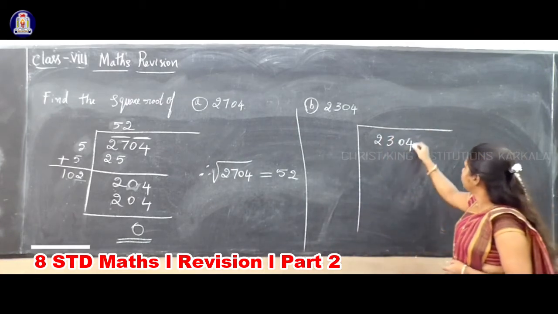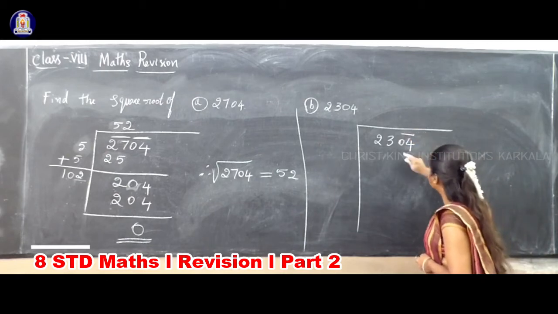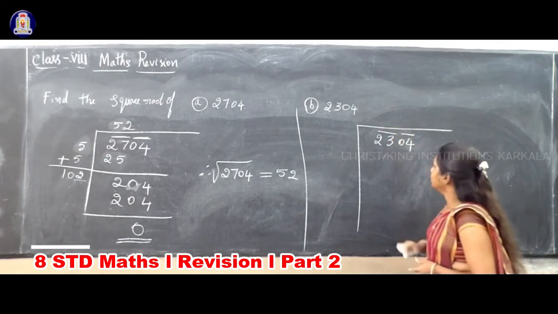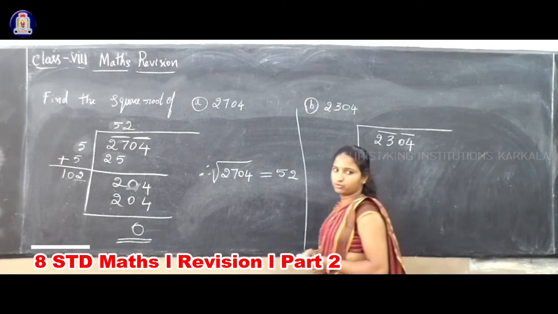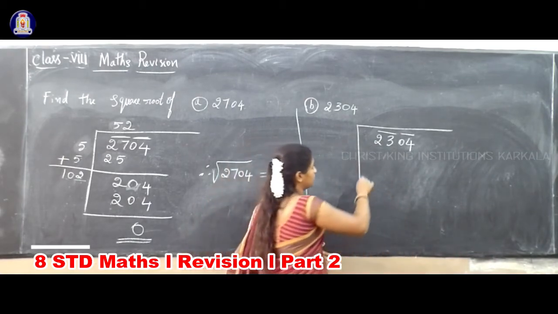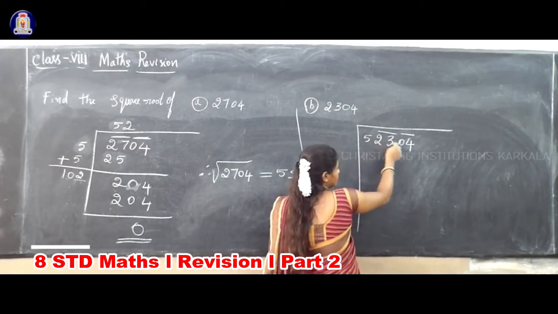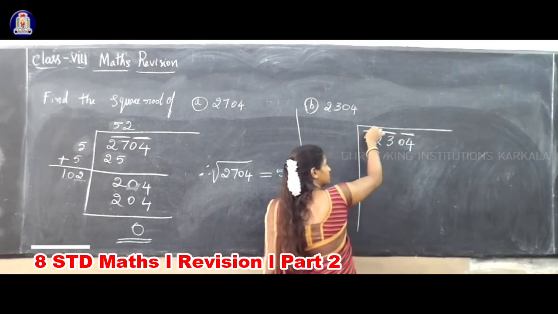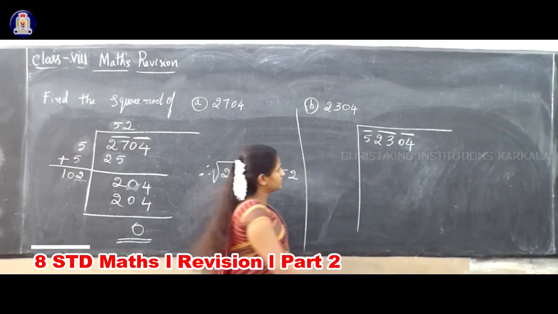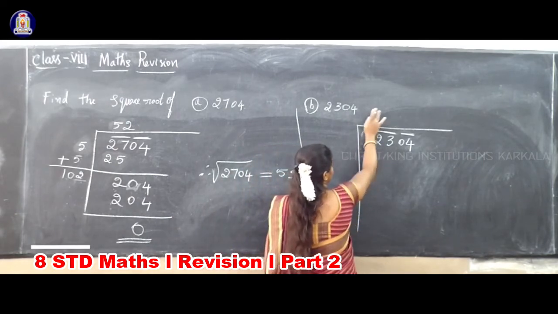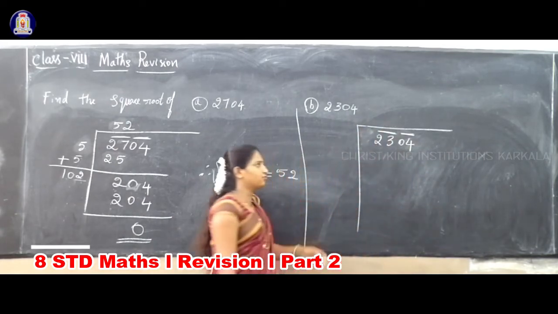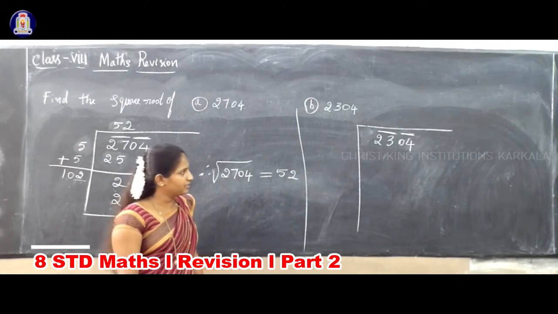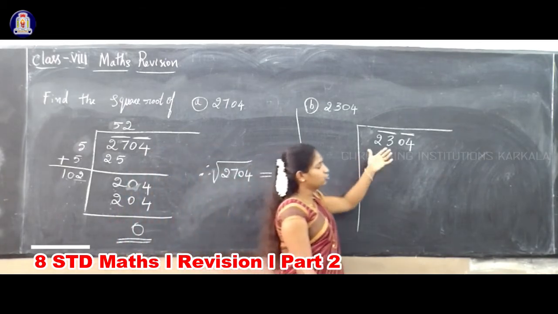Next step, making groups. Bar it: it is 04 and one more is 23. That is one group. Suppose if you get one more term, then from the last to the start, one group, second group, and this is the third group. Okay? So now the question is like this: 2304. If you make groups, the first term is 23.